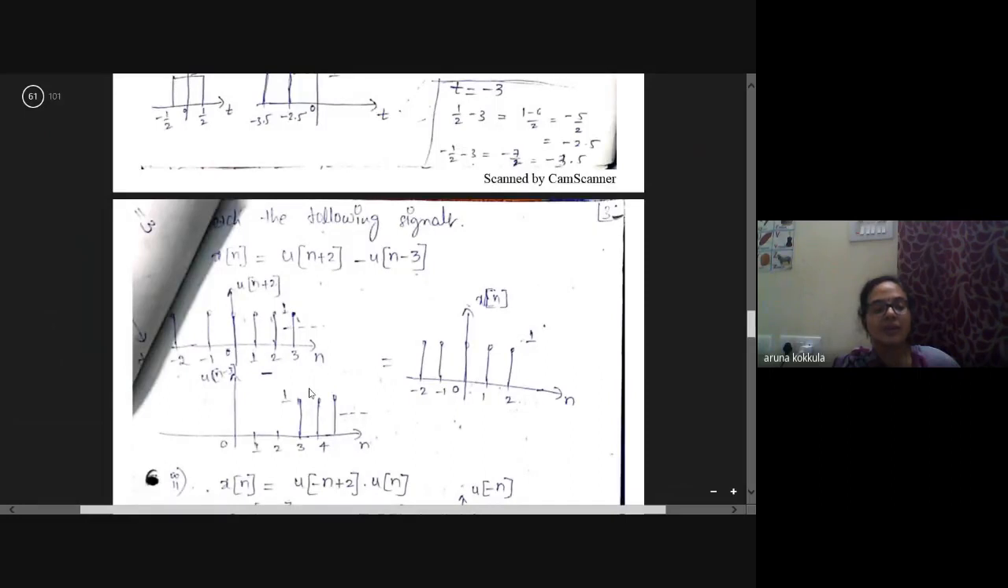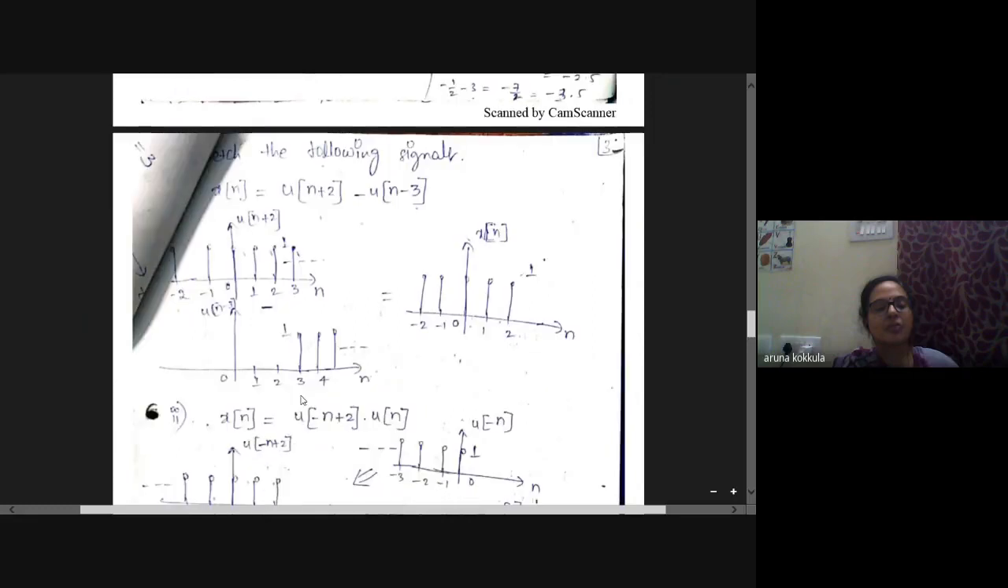Now we'll consider discrete time signals. X of n is equal to u of n plus 2 minus u of n minus 3. For u of n plus 2, the inside expression n plus 2 equated to 0 gives n is equal to minus 2. So instead of the unit step signal starting from 0 to infinity, it will start from minus 2 to infinity. And for u of n minus 3, the inside expression n minus 3 equated to 0 gives n is equal to 3. Instead of starting from 0, you need to start from n equals 3 to infinity. Do the subtraction between the two signals.